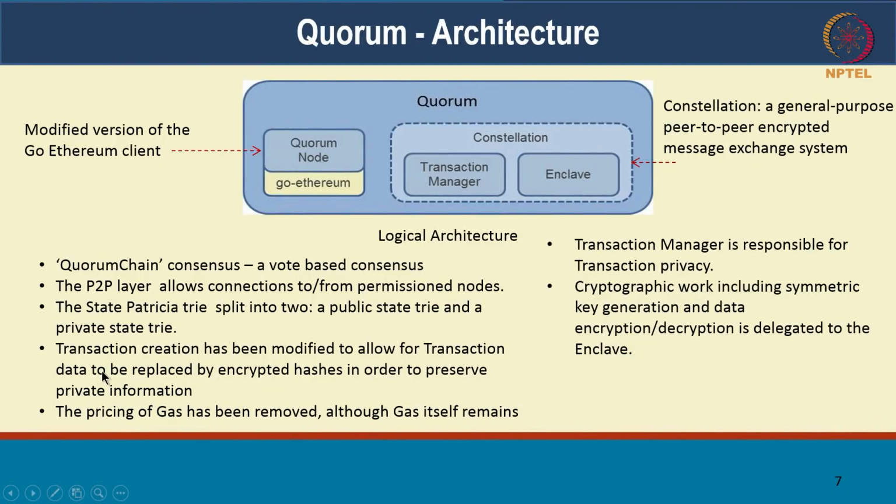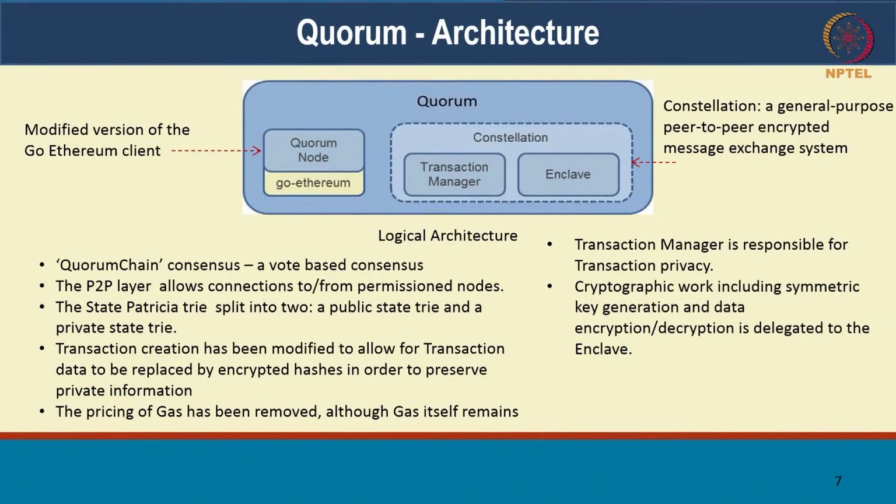This transaction creation has been modified to allow only the hash, or maybe even the encrypted hash, of data to be recorded in the transaction, and the private information is in fact kept private. And the other thing that they have gotten rid of is the public cryptocurrency. There's no cryptocurrency as such in Quorum, so there's no notion of ether, and so there's no pricing for the gas.